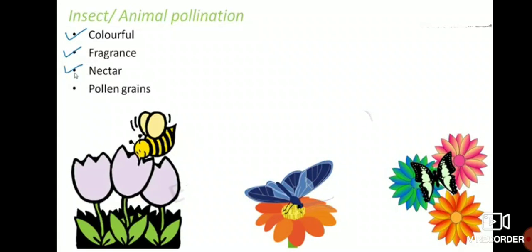Insect and animal pollination in this one. Because of the colorfulness of the flower, the flower attracts the insects. And flowers have fragrance; due to the good fragrance, insects and birds are very easily attracted to it. And nectar, for the sucking of nectar.